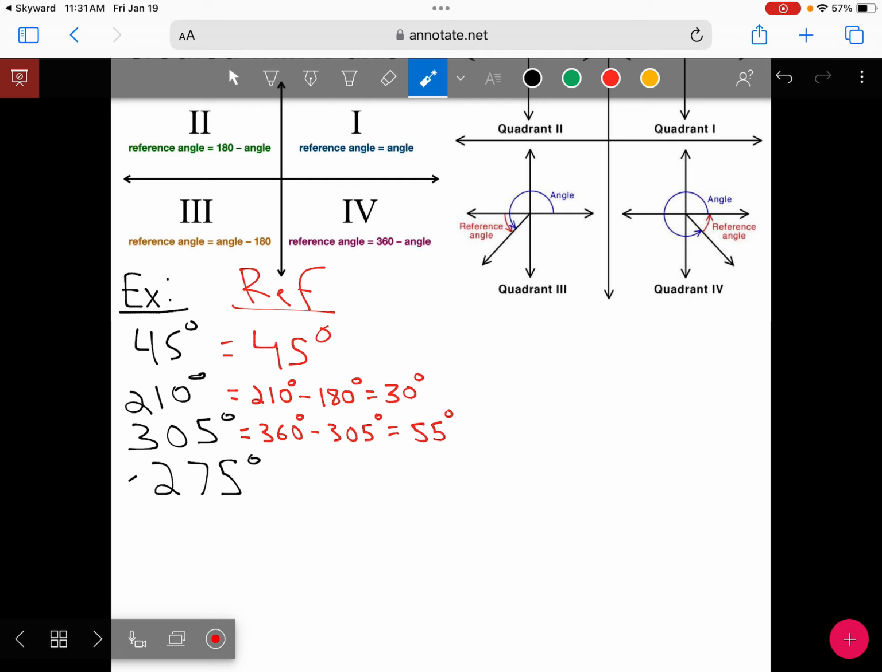So the first thing we have to do is get that back in bounds, right? So what number do we have to add to negative 275 to get it to 360? Because whenever we're working in degrees, the way we ensure that an angle stays exactly the same for us is we have to add a full rotation. And a full rotation is going to be 360 degrees. So the best way to do that would be 360 minus 275.